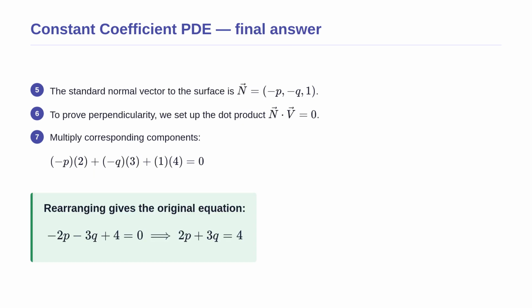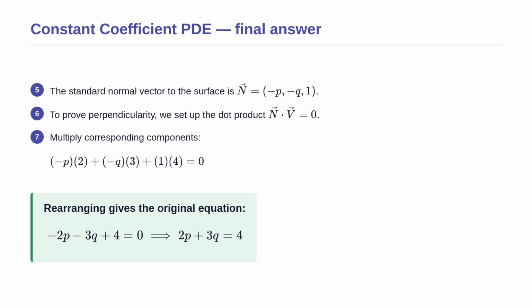Continuing with our numerical example, we now write down the standard formula for the normal vector, which is always composed of negative p, negative q, and positive 1. To prove these two specific vectors are perpendicular, we calculate their dot product, which must equal exactly 0. We multiply the corresponding components and add them all together. This calculation gives us negative 2p minus 3q plus 4 equals 0.